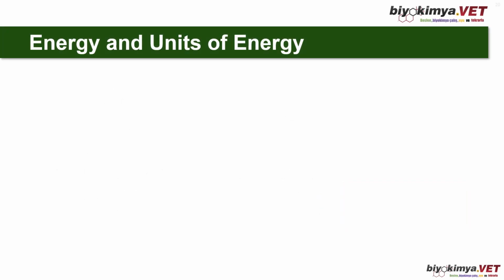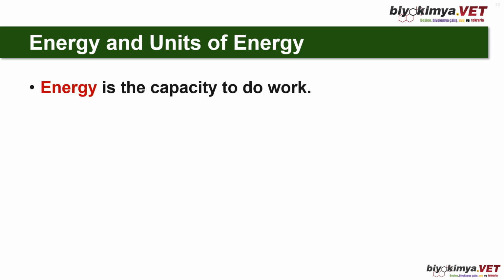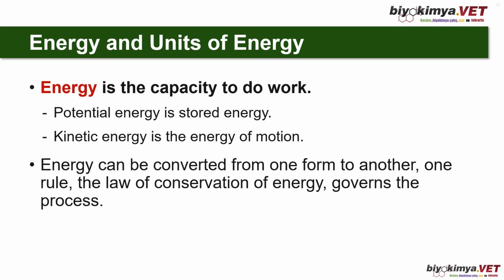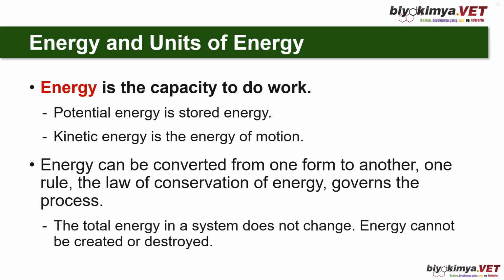Energy and units of energy. As a simple definition, energy is the capacity to do work, and potential energy is stored energy. Kinetic energy is the energy of motion. Energy can be converted from one form to another, and the law of conservation of energy governs the process. This is the first law of thermodynamics. Total energy in a system does not change. Energy cannot be created or destroyed. And we will deal with the topic of energy in more depth in thermodynamics.